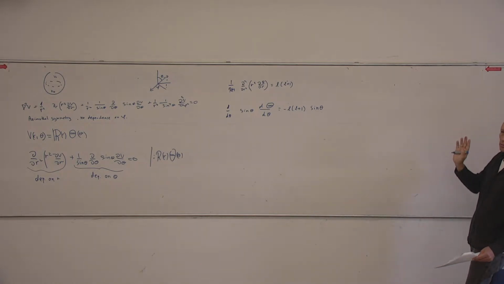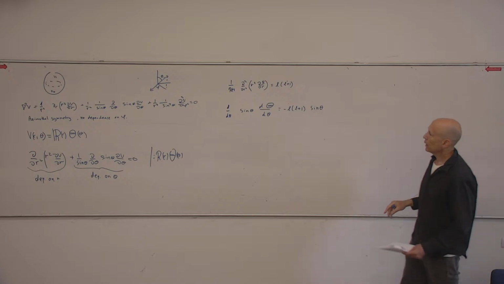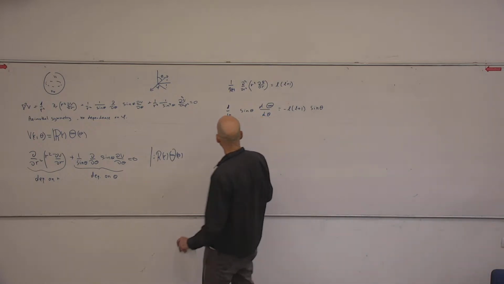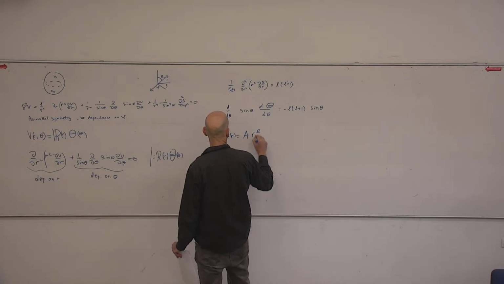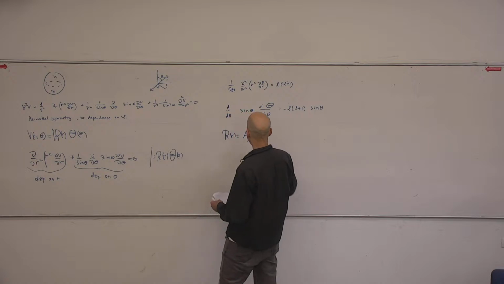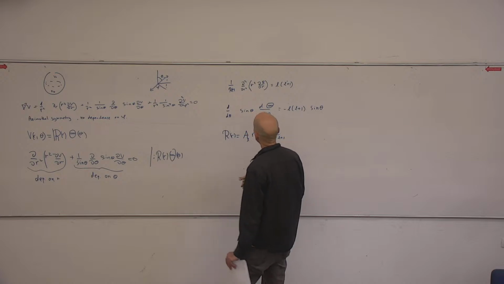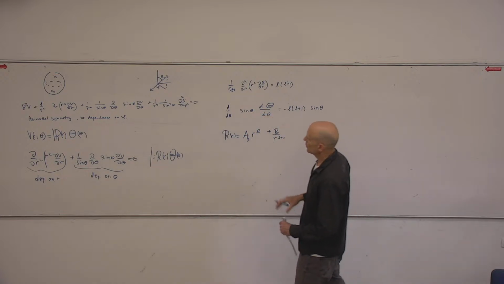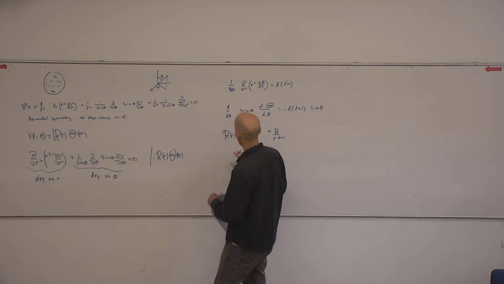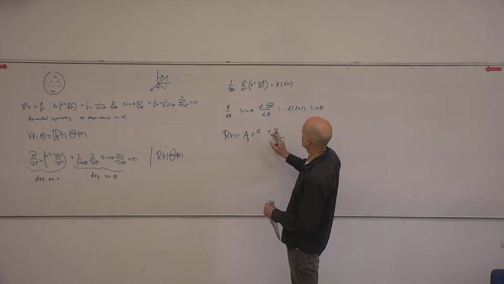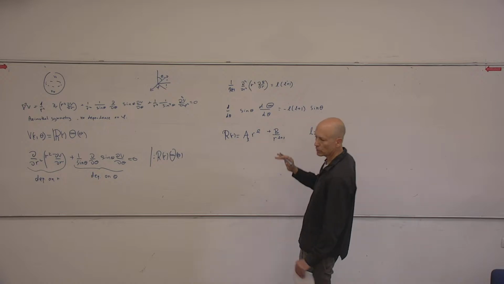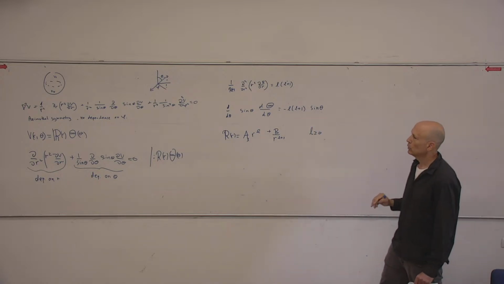And these are well-known problems. So let us write down the solution. What is R of r? It is some constant, generally A_l r to the power l, plus B_l over r to the power l+1. So this is the solution describing how capital R is increasing with r, or decreasing with r. l is going to be greater than or equal to 0. It's quantized. I'm not proving this, but this is well known.